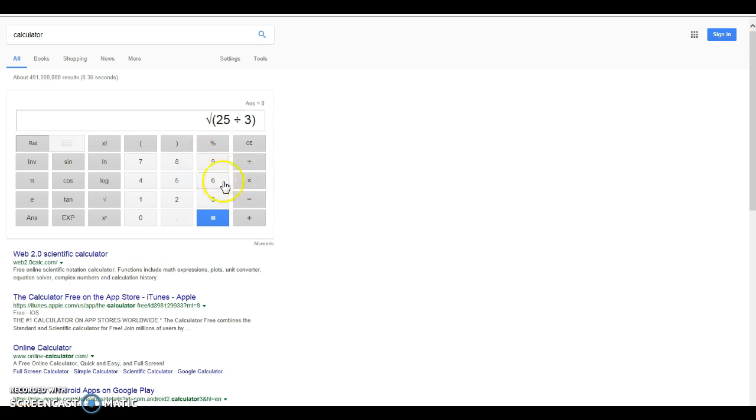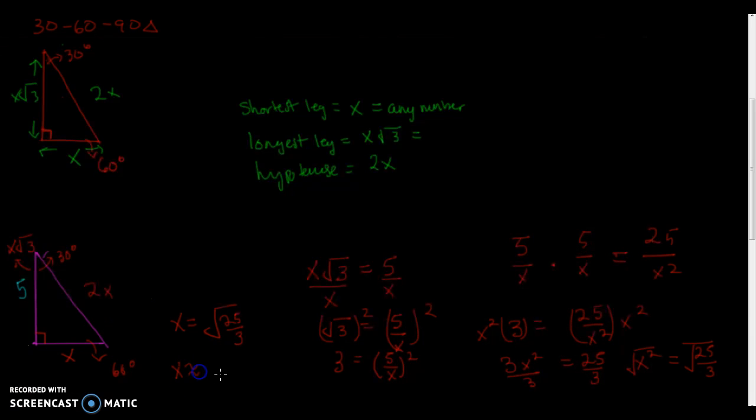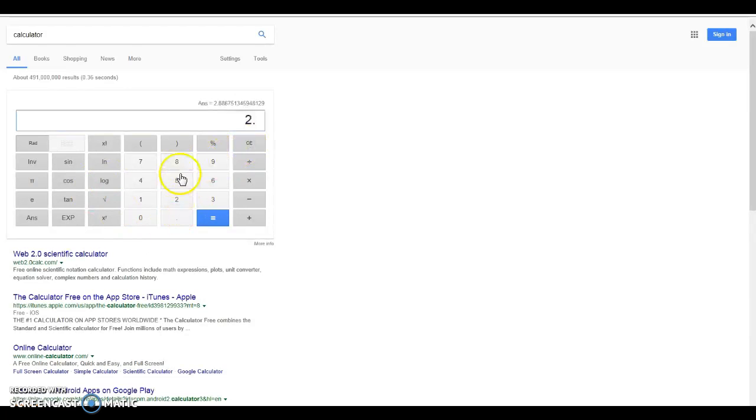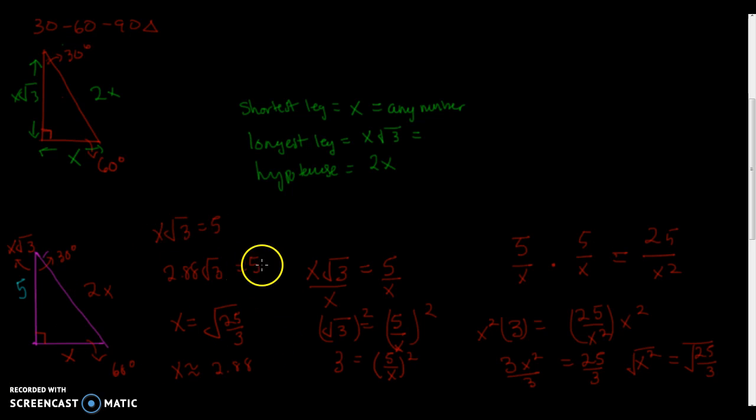And then if we check this on a calculator, the square root of 25 divided by 3 equals 2.88. So approximately x equals 2.88. So now we have solved what x equals. We knew that x square root of 3 equaled 5. And if we take 2.88 times the square root of 3, it should give us back 5. Let's try to do that. 2.88 times the square root of 3 equals 4.88, and if you round that, it gives you 5. So we have essentially confirmed that x equals 2.88.